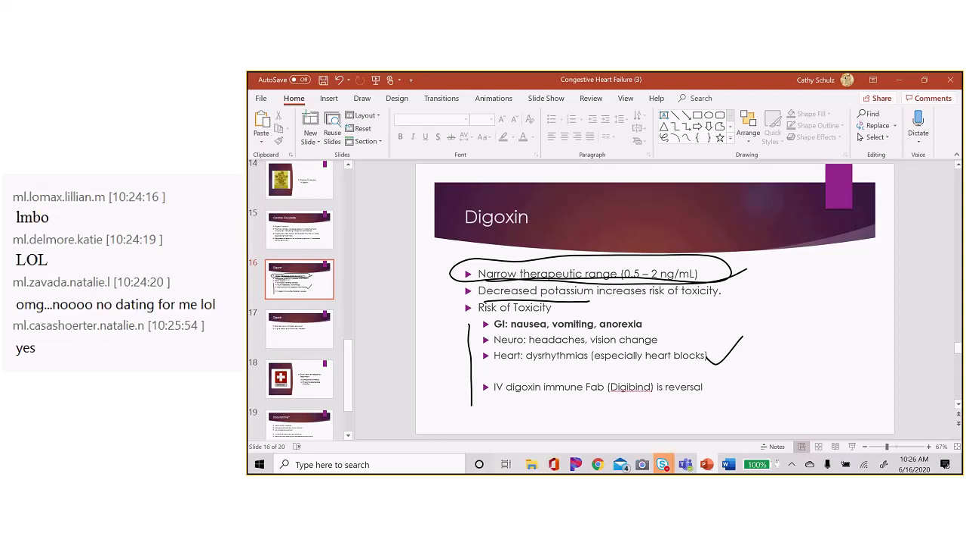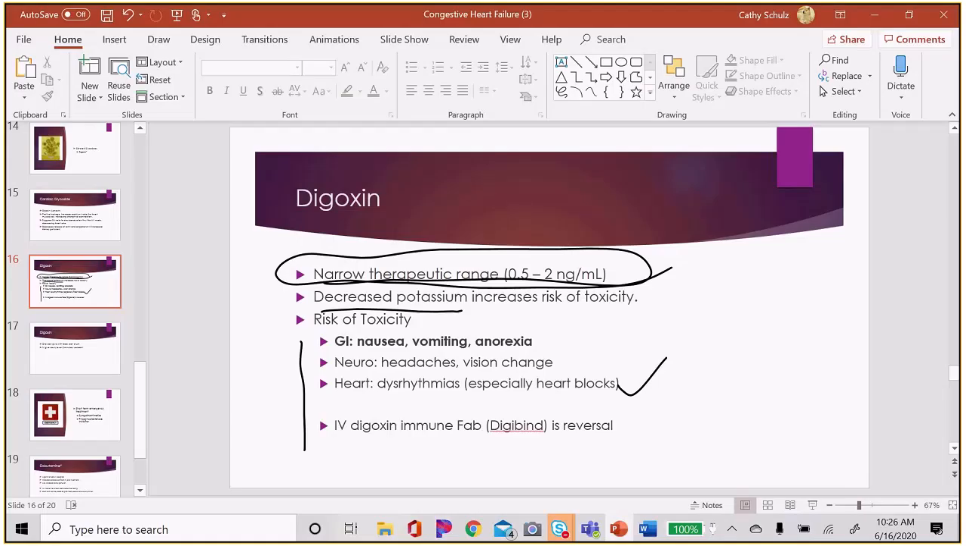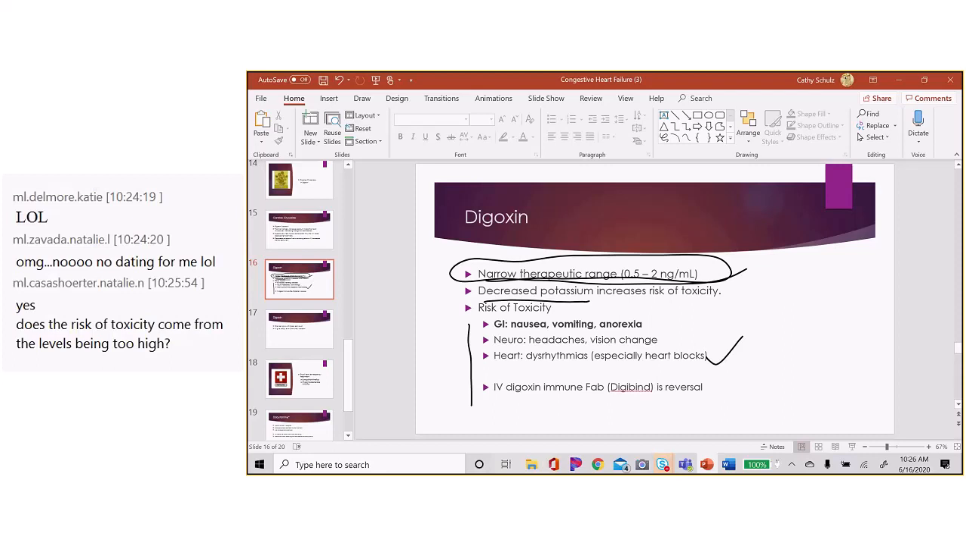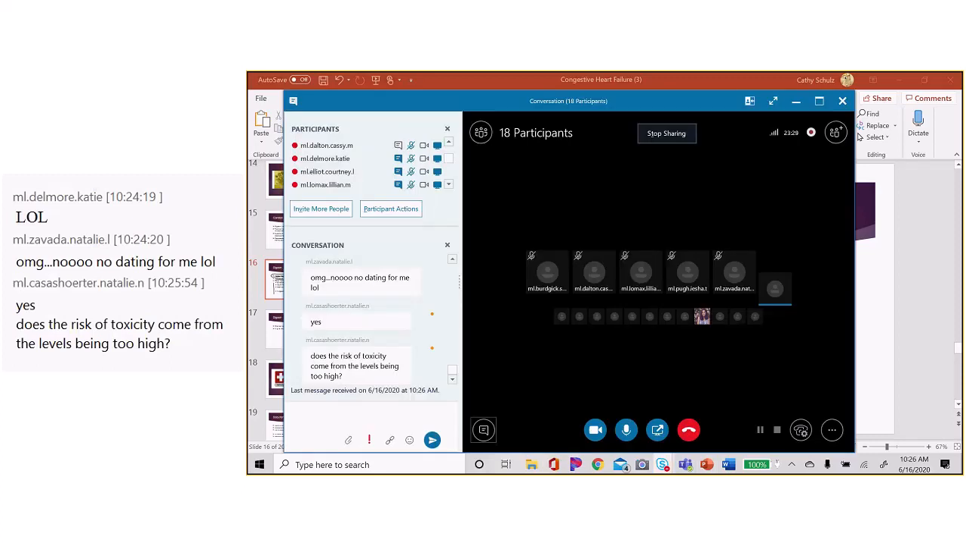The other issue is potassium. The medication itself does not affect potassium either way. It's not like the renin-angiotensin-aldosterone system medications, and it is not like the diuretics. It's just that the function of digoxin, the way it's metabolized in the body, changes with alterations in potassium. So if the patient's potassium is low, they are at an increased risk for toxicity. Yes, if the level is too high, the patient would be toxic.